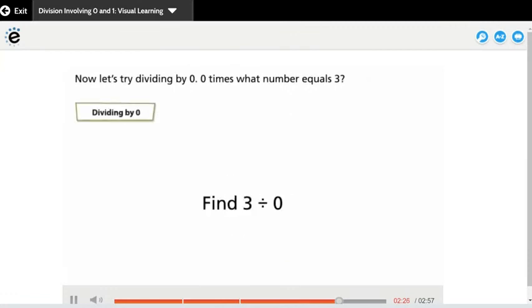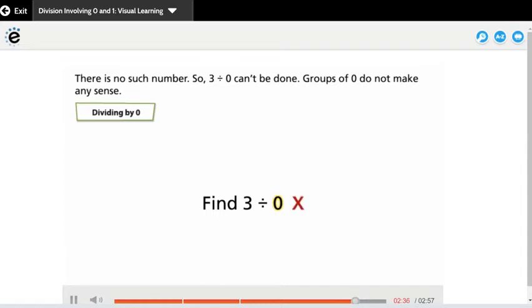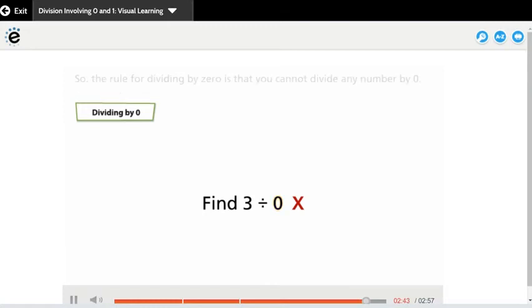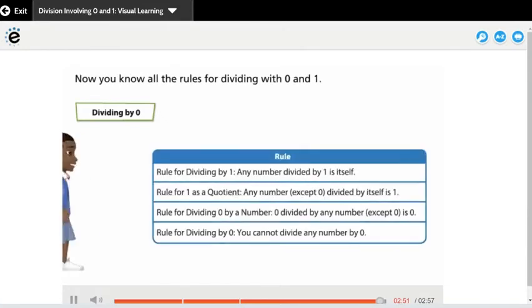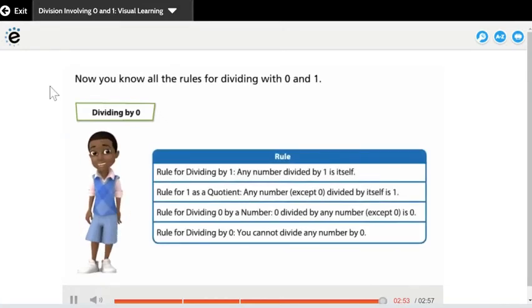Now let's try dividing by 0. 0 times what number equals 3? There is no such number. So 3 divided by 0 can't be done. Groups of 0 do not make any sense. So the rule for dividing by 0 is that you cannot divide any number by 0. Now you know all the rules for dividing with 0 and 1.